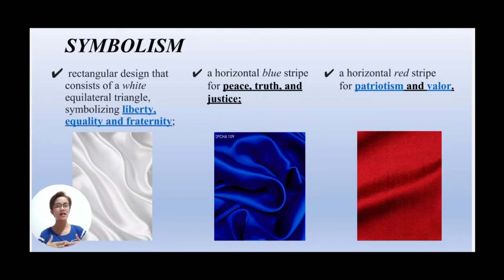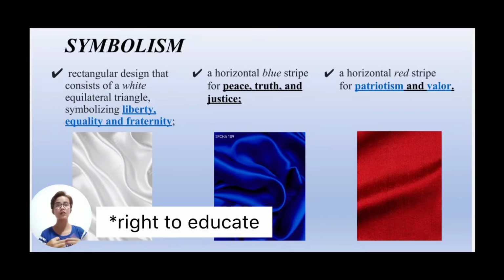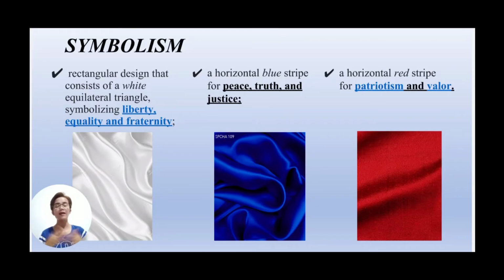So, let's proceed to symbolism. The rectangular design that consists of a white equilateral triangle symbolizing liberty, equality, and fraternity. Liberty, meaning the right to live, the right to suffrage, meaning the right to vote, the right to be educated, the right to have shelter, and many more. Equality, and fraternity, the brotherhood, okay? Second one is the horizontal blue stripe for peace, truth, and justice.